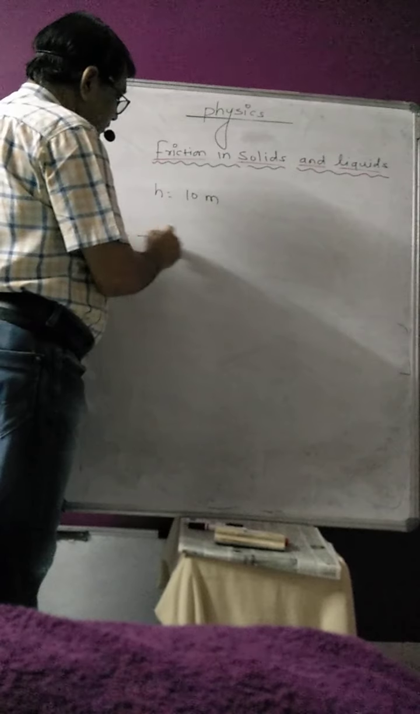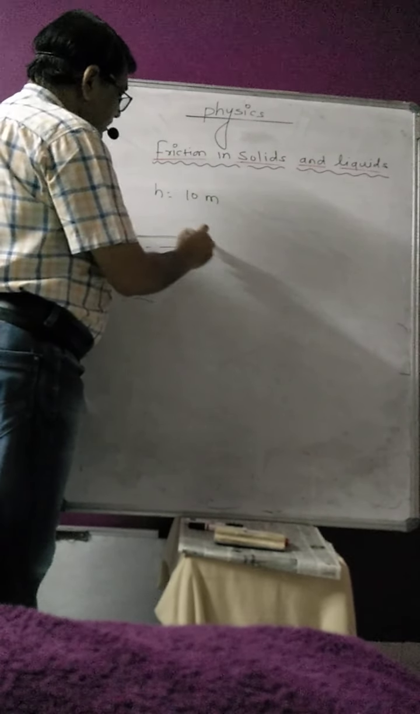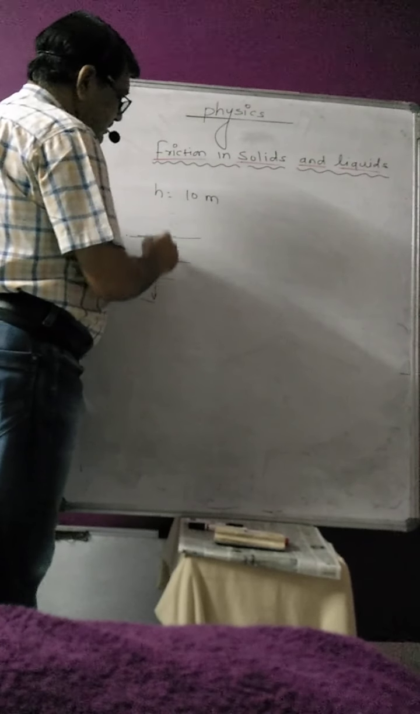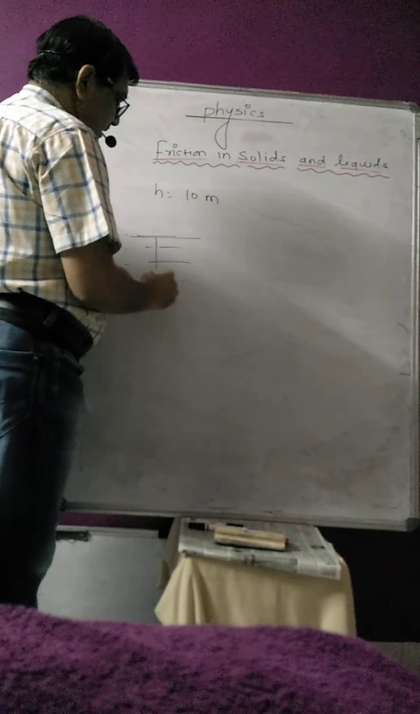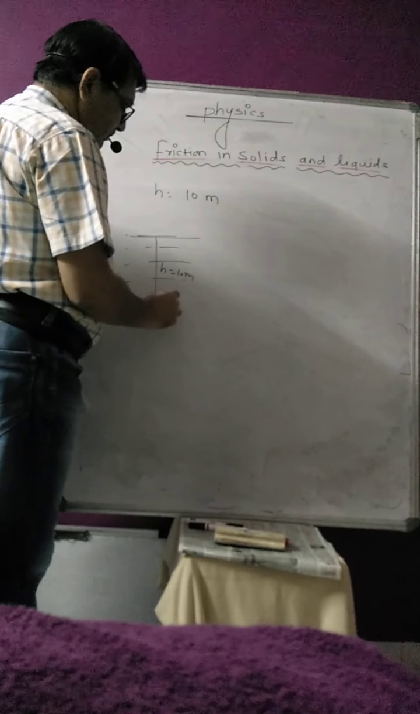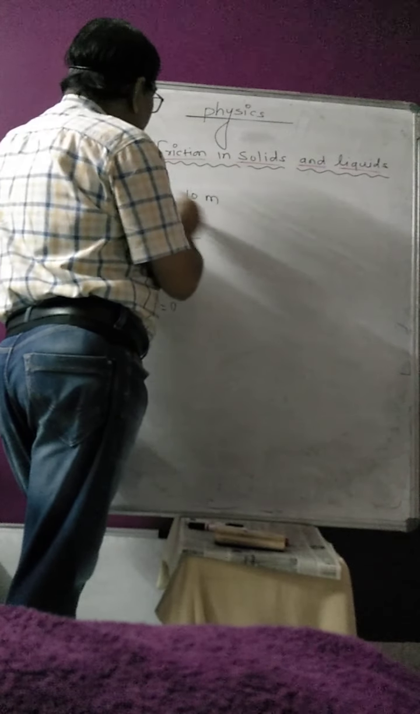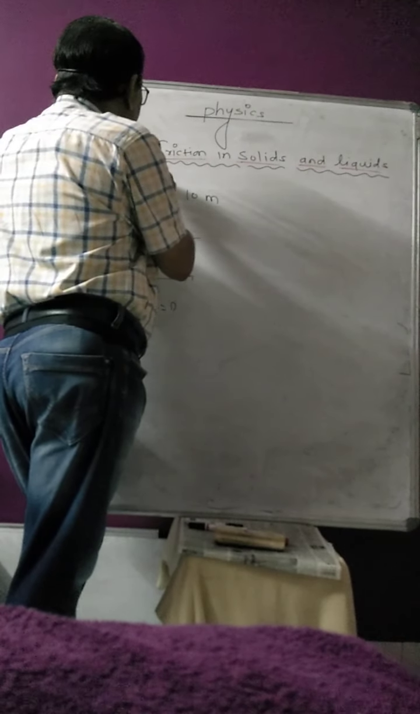Now you see here, suppose this is the lake. This is open to the sky, open to the atmosphere. And here this height is 10 meter. So at this point we want to find the pressure exerted. Pressure at this certain height, so this is the numerical.